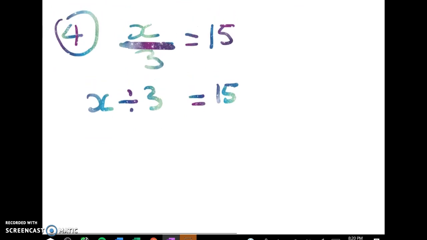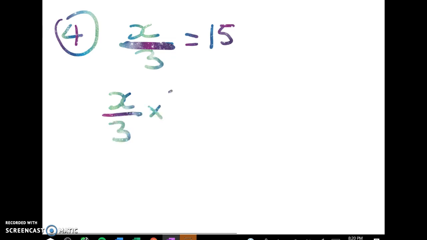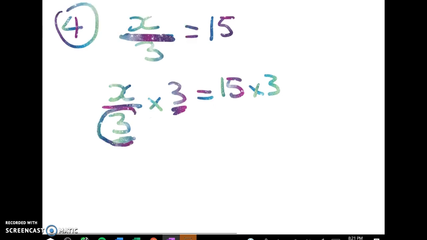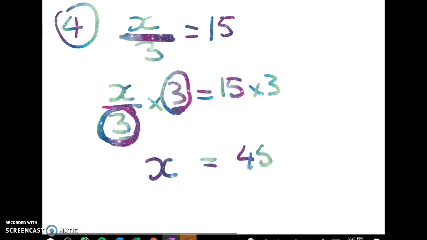So how do we solve this one? Well, let's just get rid of that ugly division sign. I'm going to times both sides by 3. So x divided by 3 times 3 is equal to 15 times 3. Now, some of you are probably going, well, hang on, what about the 3 here and the 3 here, because they're not together? There are lots of different ways to think about this. This is a number split into 3 equal parts, and now I've got 3 of them. So I'm back to having the whole number, right? I've got x, and it's equal to 45.